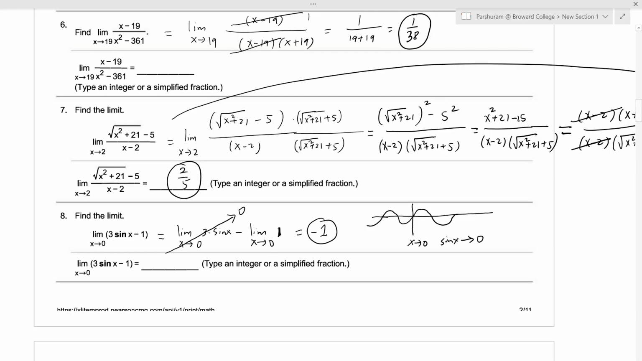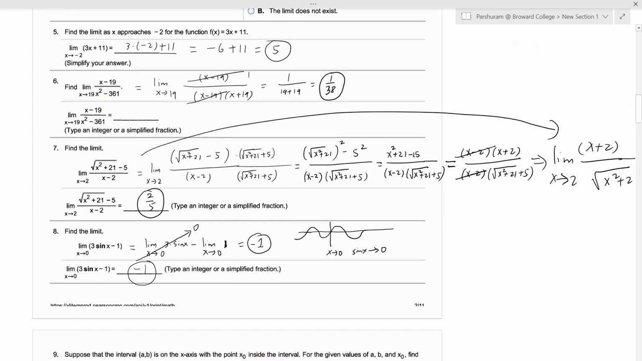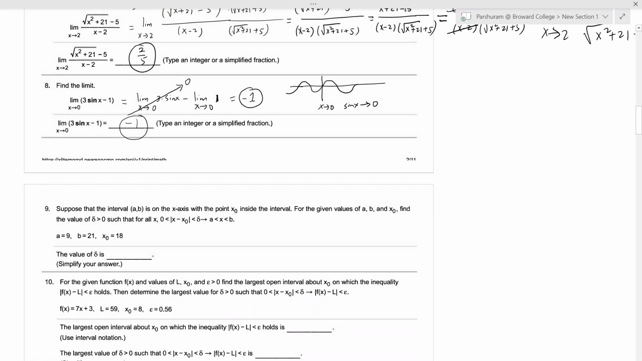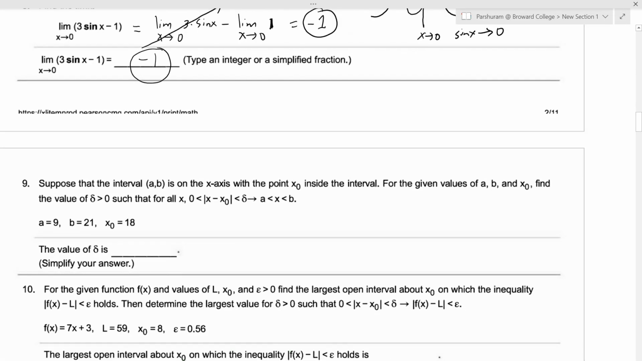So this is -1. Let's go to the next problem, problem 9. This is an epsilon delta problem. Suppose that the interval AB is on the x-axis with the point x0 inside the interval. For the given values of A, B, and x0, find the values of delta such that the absolute value of x minus x0 is less than delta implies x is in between A and B.